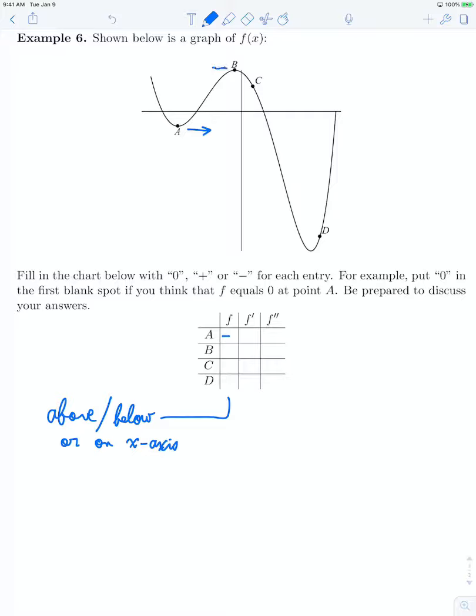Point B is above the x-axis, and so f is positive. Point C is also above, and point D is below. So I guess I didn't make up a good example. None of them were on the x-axis.